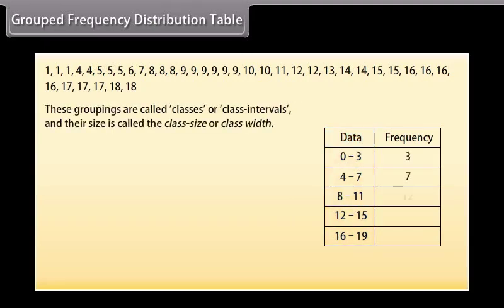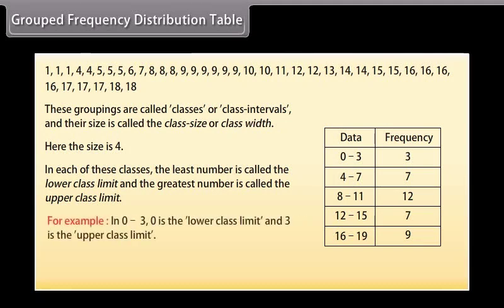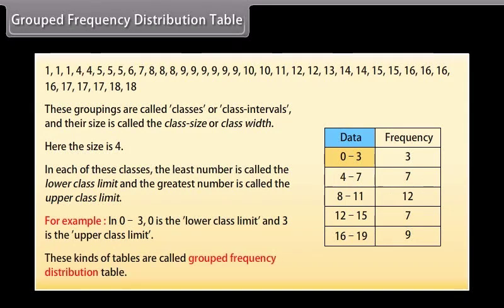These groupings are called classes or class intervals, and their size is called class size or class width. Here the size is 4. In each of these classes, the least number is called the lower class limit and the greatest number is called the upper class limit. For example, in 0 to 3, 0 is the lower class limit and 3 is the upper class limit. These kinds of tables are called grouped frequency distribution table.